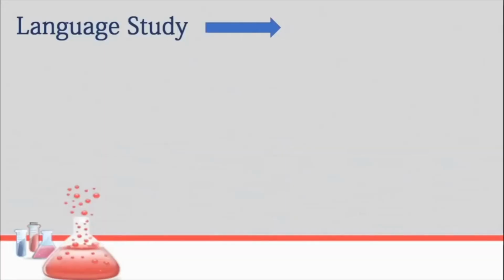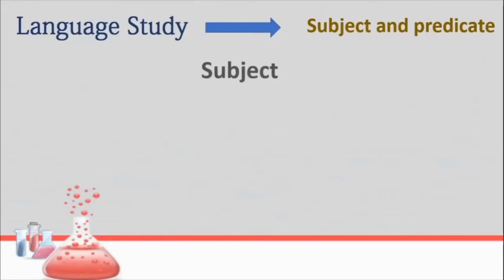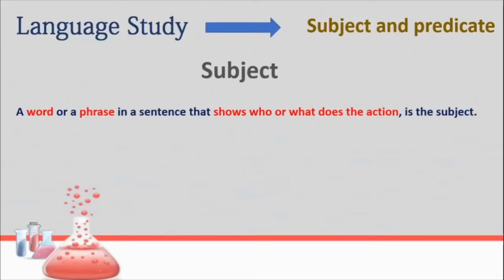What is the point of grammar to be done here? It is subject and predicate. First let us try to understand the meaning of subject, the meaning of predicate, and then we will go on and see many examples. Alright, so come on, let's see what a subject is. According to the meaning in your textbook, a word or a phrase in a sentence that shows who or what does the action is the subject.